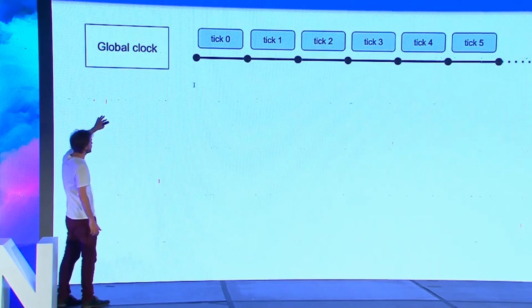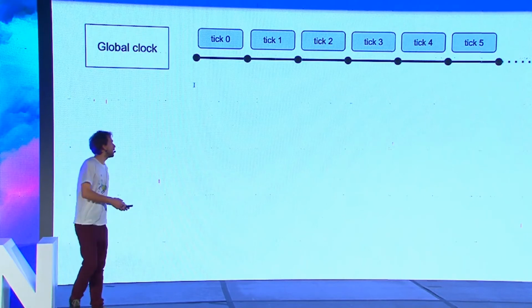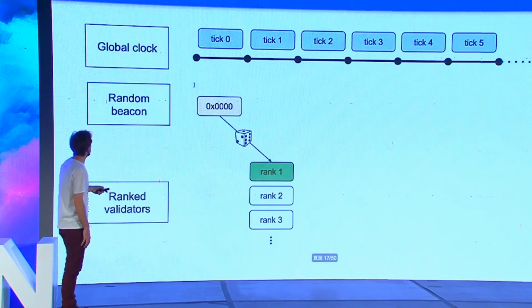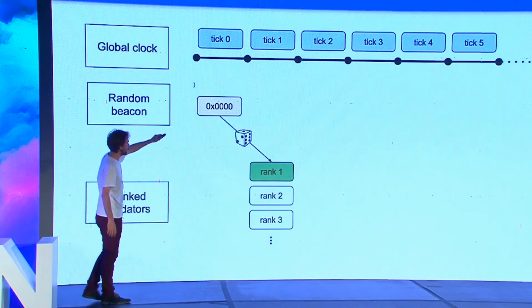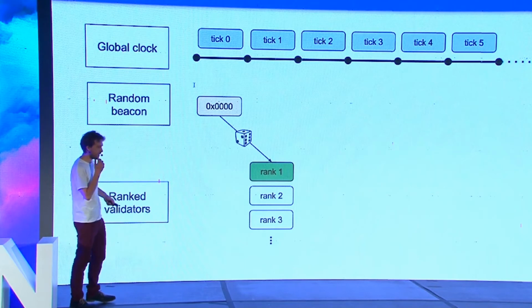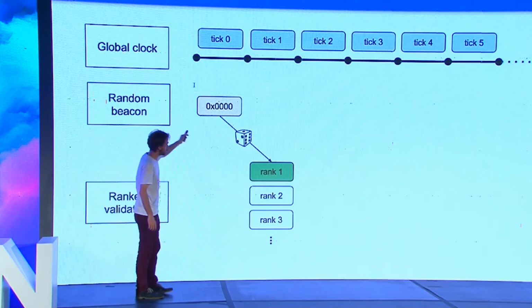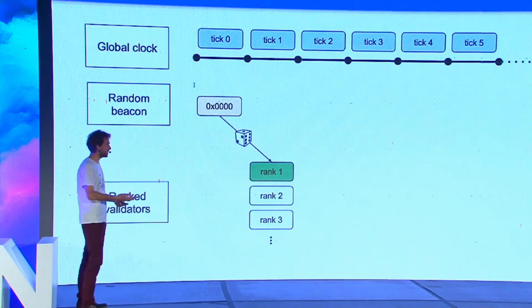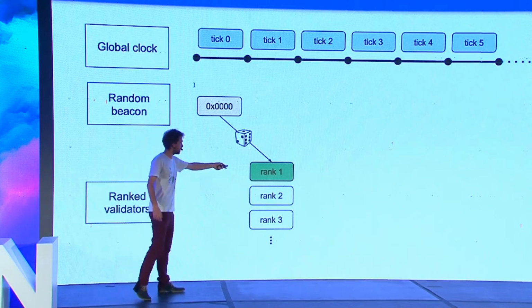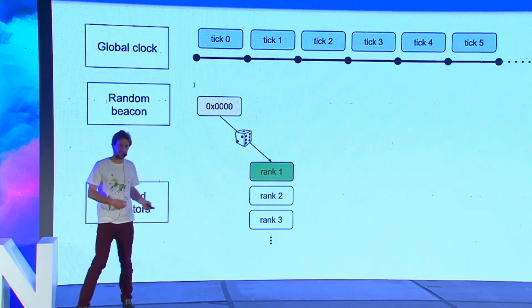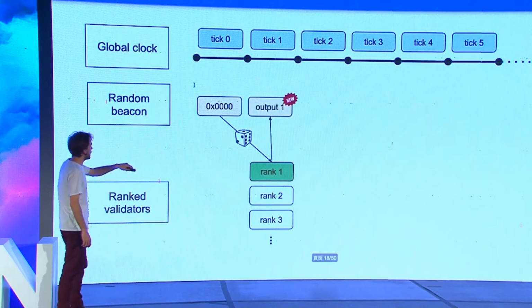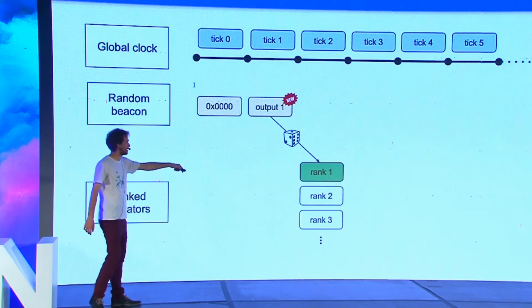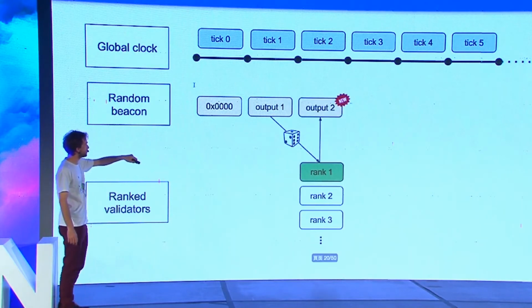So we start off with the assumption of a global clock. Each tick is 5 seconds. And we start the random beacon at 0. And for every beacon output, this determines a set of ranked validators who will be invited to reveal their pre-image. So first, the validator at rank 1 will be invited to reveal his pre-image. And he does. And so we can move on. We have a new set of ranked validators. And then the game continues.